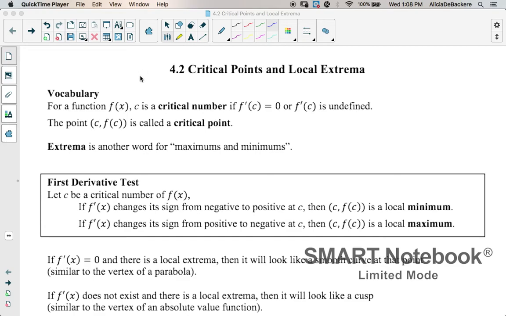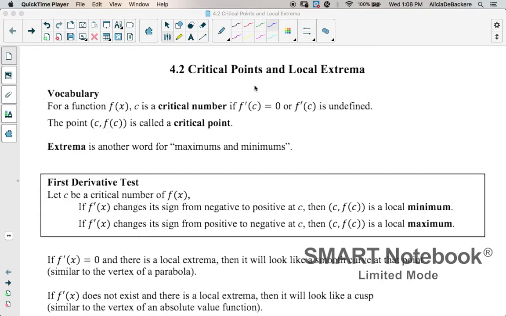Okay, welcome to lesson 4.2. We're talking about critical points and local extrema in this lesson. So remember that extrema is another word for maximums and minimums. So local extrema mean that there could be more than one minimum across a graph or more than one maximum, and we just look at those local high and low points.